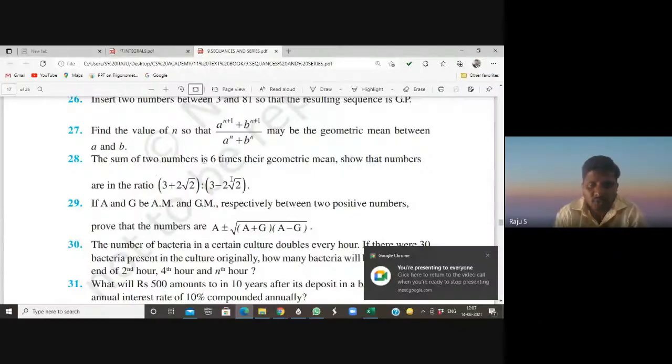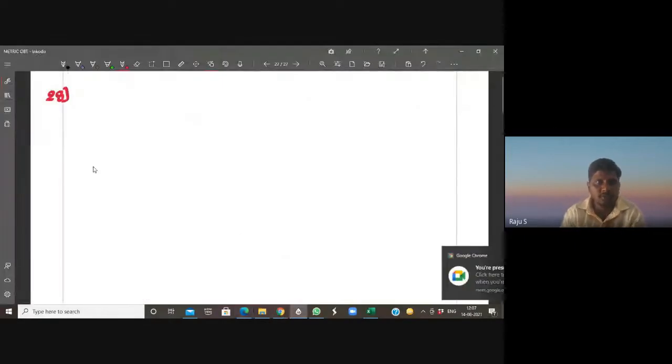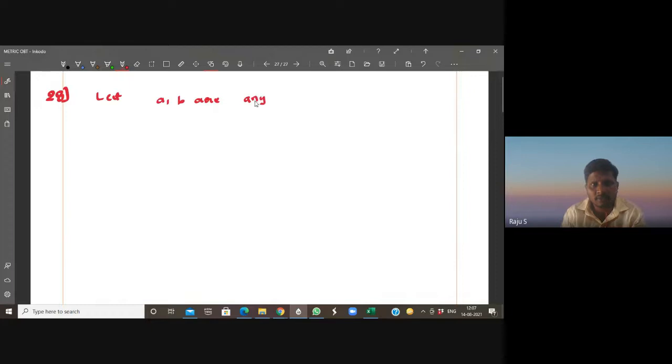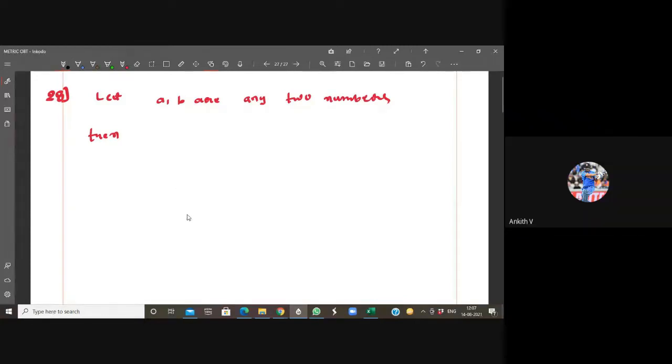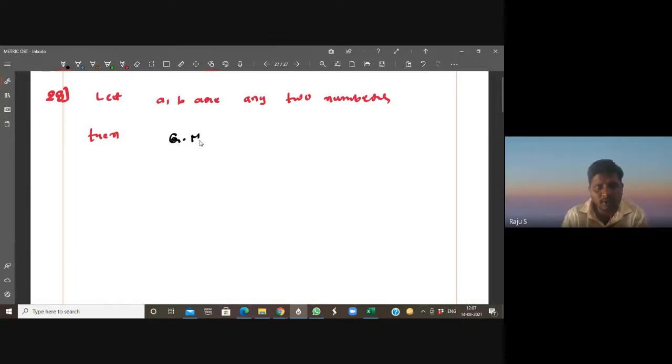Of two numbers, let us take those two numbers as small a, b, any two numbers. Then according to the given data, what is the data they have given? The sum of two numbers is equal to 6 times the geometric mean. Okay, GM, first I'm going to write GM. GM is root of AB.